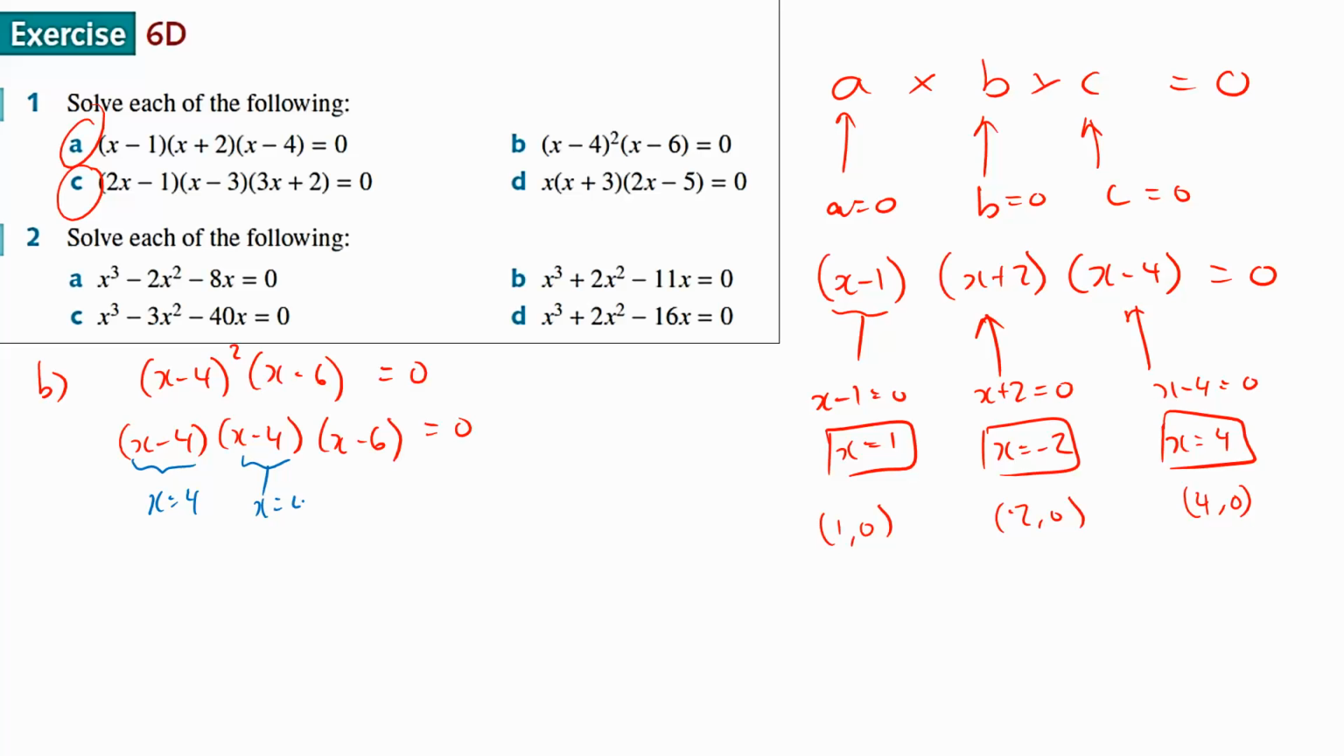Yeah. That's why it makes sense that you don't actually have to worry about the squared. You can ignore that and just say, well, x minus 4, what would it have to be to equal 0? And you know it's 4, because there's no point doing it twice. You already know the answer is going to be the same. So it's x equals 4, and what about the other one? 6.